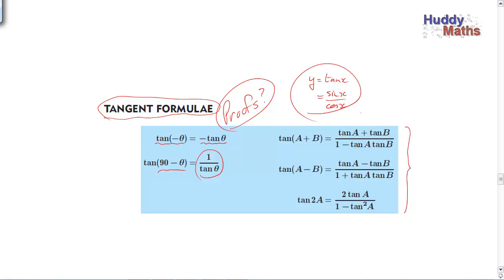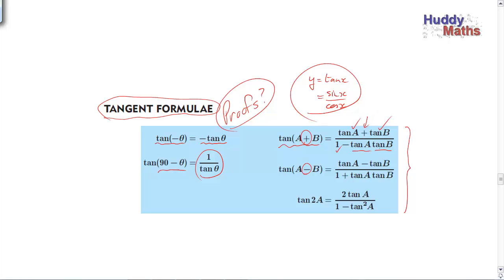So there is a way of proving tan relationships by reverting back to the sine over cos definition. And we're going to prove one of these, but not all of them. Tan of A plus B: tan of the first plus tan of the second, over 1 minus the product. Okay, just watch that. That stays the same.